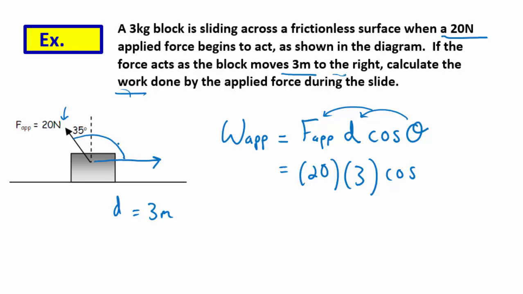So we're looking at this angle here, and we have 90 degrees plus this little 35. We're looking at 125 degrees difference between those two vectors. And so we're going to go ahead and put cosine of 125 degrees. Make sure our calculator's in degree mode. We're going to get negative 34.4 joules.